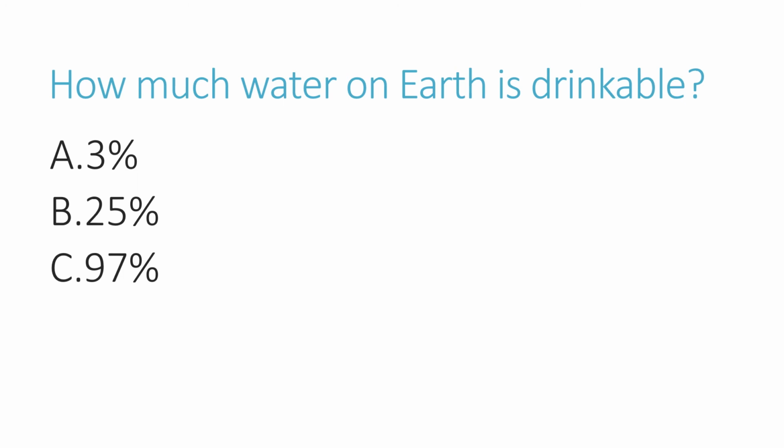Next question. How much water on Earth is drinkable? A. 3%, B. 25%, or C. 97%. Please take a moment and choose your answer. And A is the correct answer. 3% of the water on Earth is drinkable because that is how much of the Earth is fresh water.